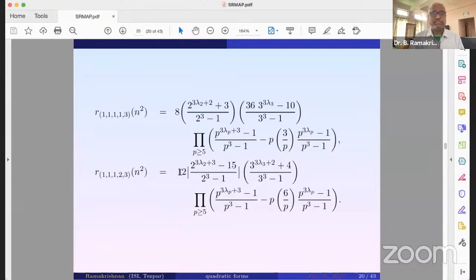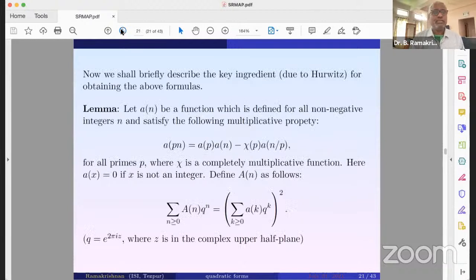So the 2 part is done separately, the 3 part is done separately, and then one can do the remaining part. That is because of the character modulo 3 appearing here, therefore the 3 comes out. Here also the 3 part is there, that comes out. The 2 part always comes out here. So we shall briefly describe the key ingredient, what is the Hurwitz idea, and how it is used.